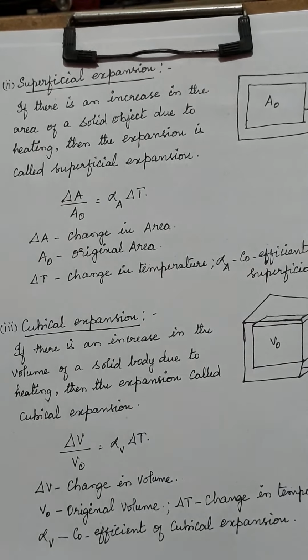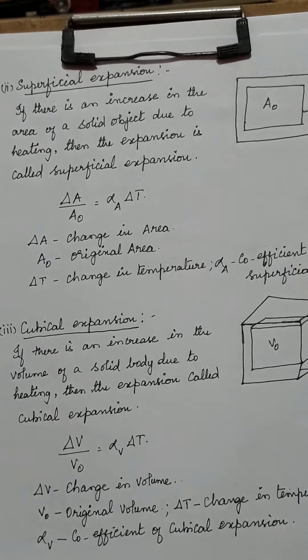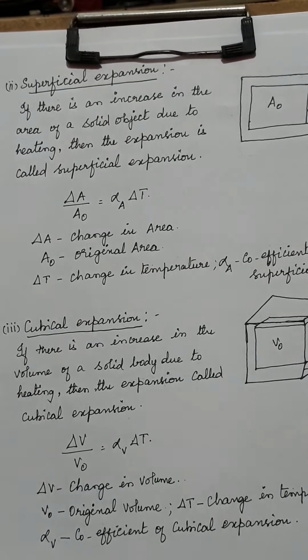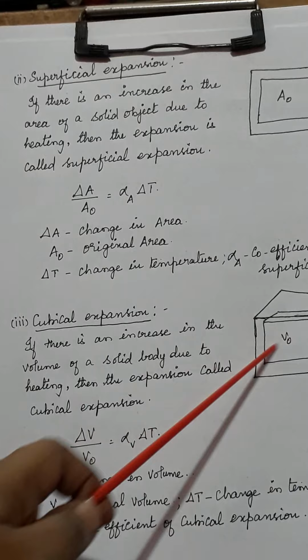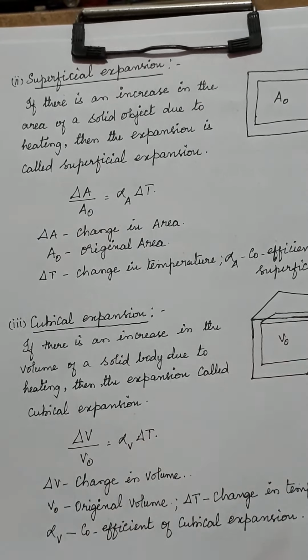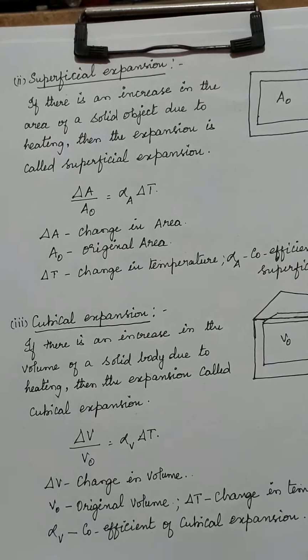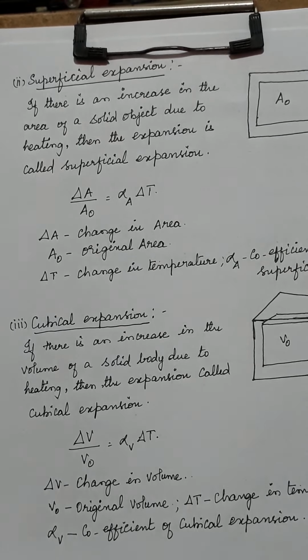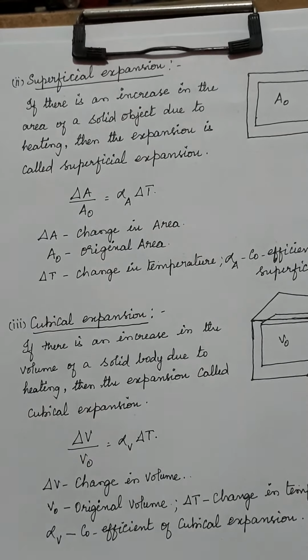Now moving on to the cubical expansion. The first one was one dimensional, then this one is two dimensional, now three dimensional. Cubical expansion says you consider a cube having a volume of V naught. Here you consider length, breadth and height. So here again, let V naught be the initial volume, then you supply heat.